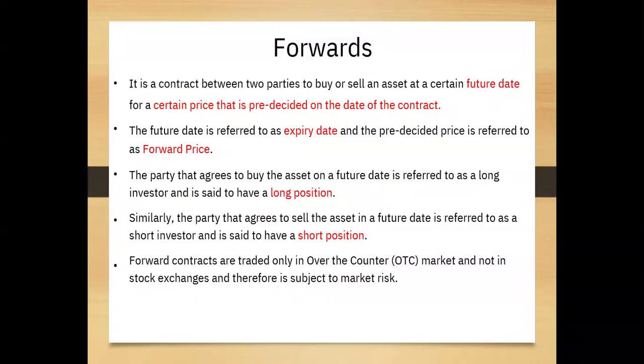If you want to buy or sell, you have to pay the price which is agreed now, the pre-agreed price. Again, the future date is referred to as the expiry date, when the payment settlement will be done. And the pre-decided price is referred to as the forward price. Please understand carefully all these terminologies in derivatives. The expiry date is nothing but the future date, and the forward price is the pre-agreed price as of now, what you have agreed now itself.